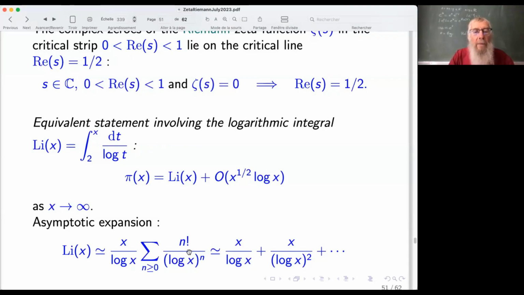So this would be a very precise statement for the number of prime numbers less than x. It should be Li of x. But this is not known.